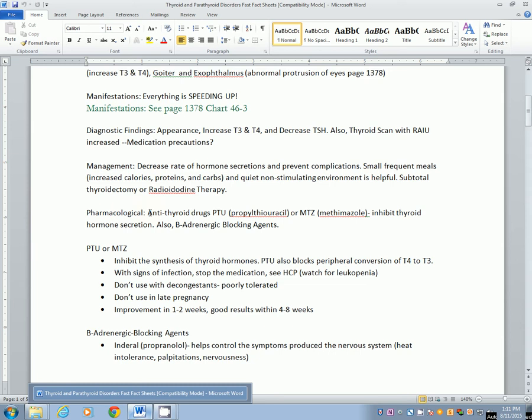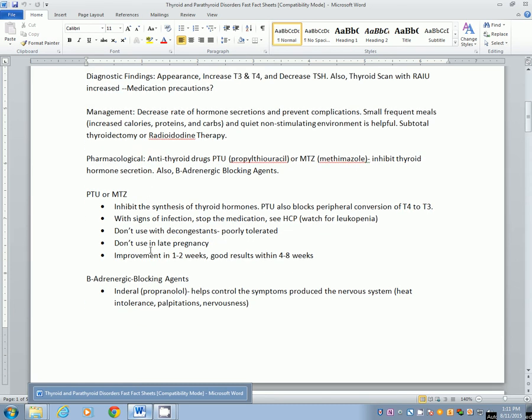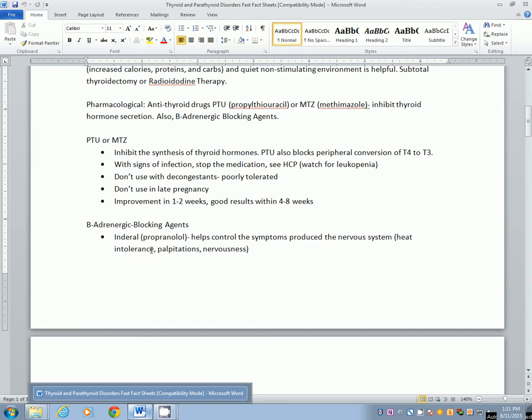Pharmacologically, they're going to be put on anti-thyroid drugs such as PTU or MTZ, and these inhibit thyroid hormone secretion. Also, they're going to be put on beta-adrenergic blocking agents to help with some of those signs and symptoms. If they are put on PTU or MTZ, we need to remember that these inhibit the synthesis of thyroid hormones. PTU also blocks the peripheral conversion of T4 to T3, which will decrease that level even more. With signs of infection, you want to stop the medication and see their healthcare provider.